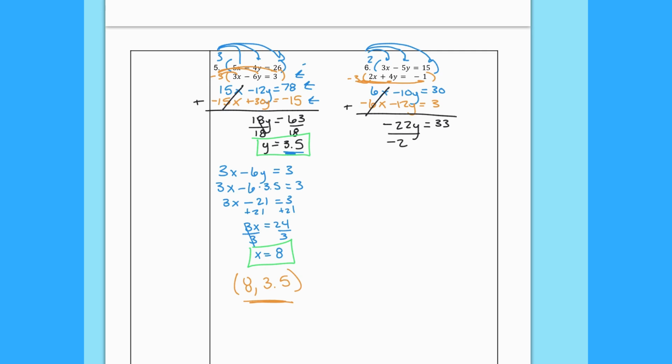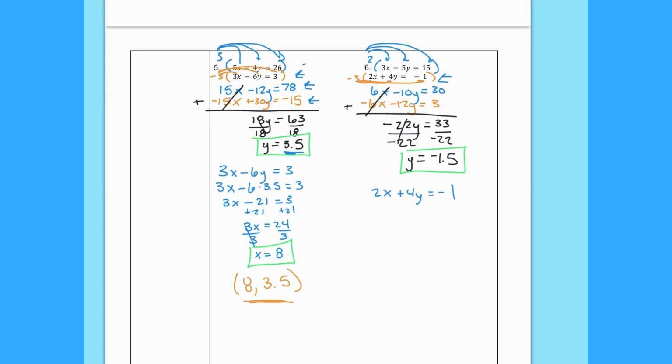Divide both sides by negative 22. And we end up with y is equal to negative 1.5. So that's the first part of our answer. And then again, we could repeat the process but make the y's cancel if you want to. I'm going to choose to use substitution now to finish out this question. So I'm going to take either of the equations, it really doesn't matter. I'm going to choose this one here just because they're smaller numbers. So that's the 2x plus 4y is equal to negative 1.